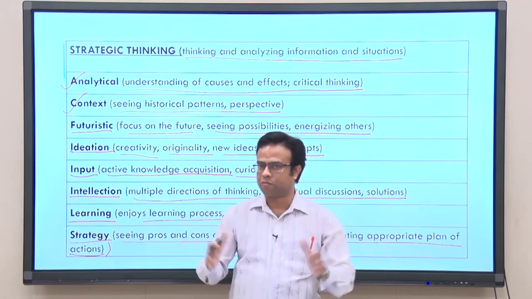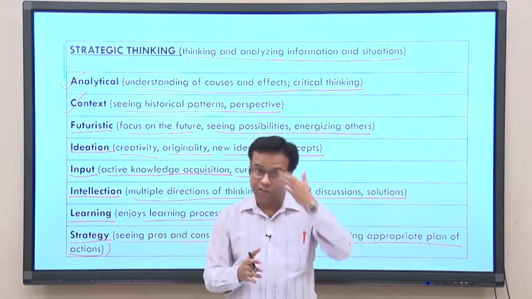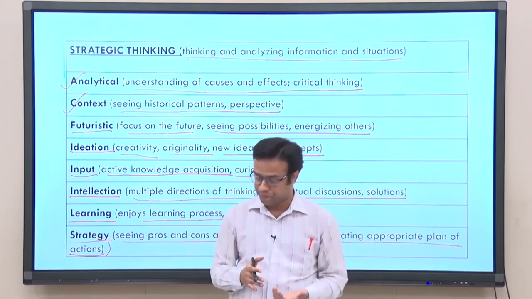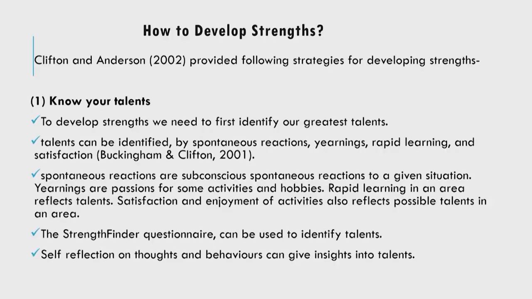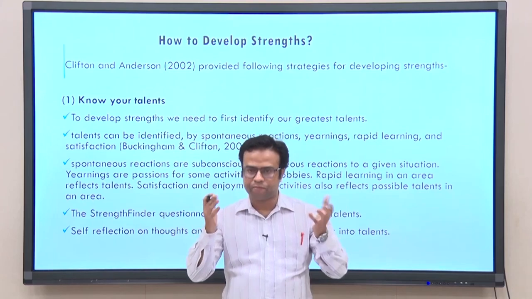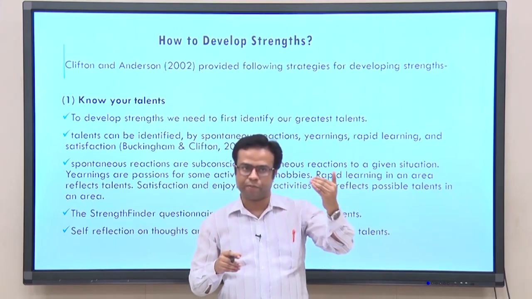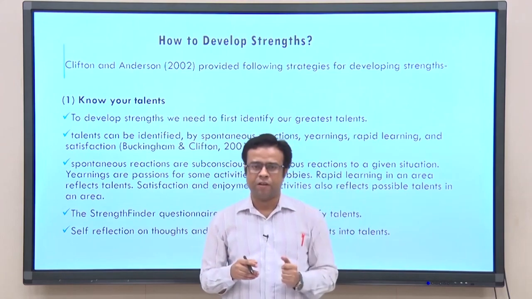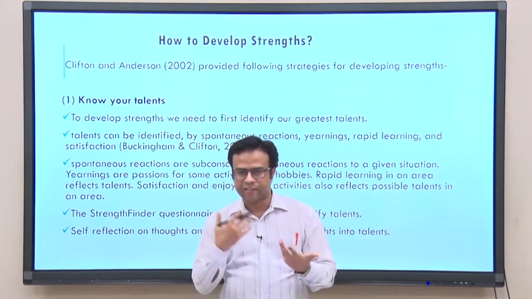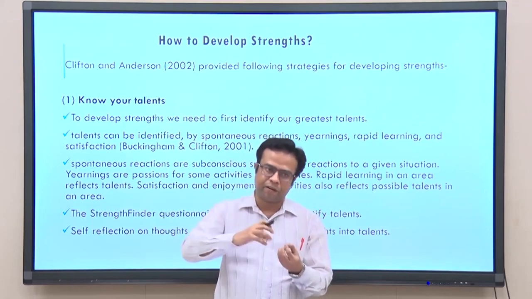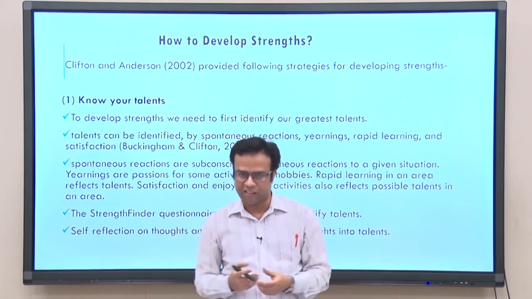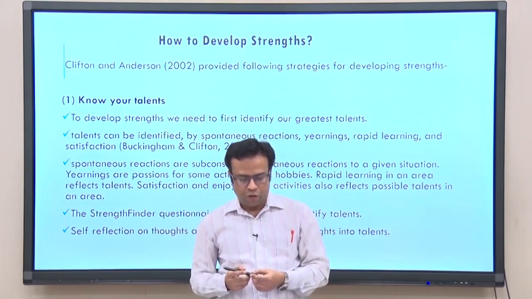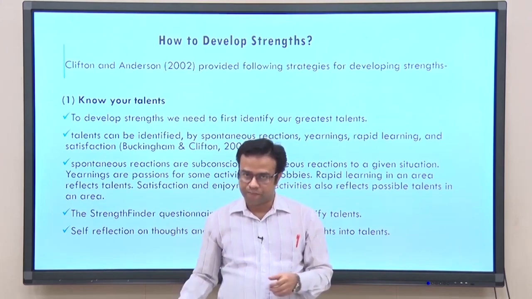So, overall we have about 34 strengths associated with these four important domains. All these strengths or talents, we may have some of them, we may not have others. All these talents can be developed and made our strengths, and we can use them for our achievement and success in life. So, we will now discuss how to develop these talents.